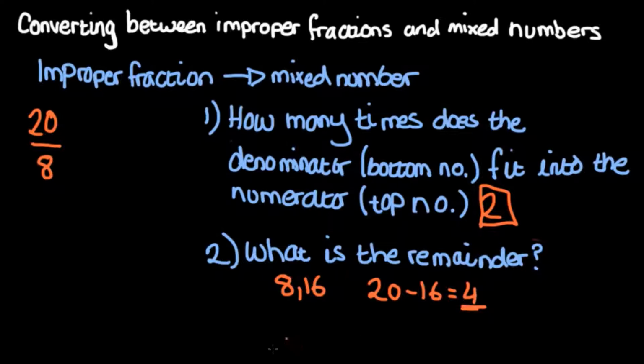So now we can go ahead and write our mixed number. So the whole number part will be 2, and the fraction part will be the remainder, which is 4, divided by the denominator of the original fraction, which was 8.